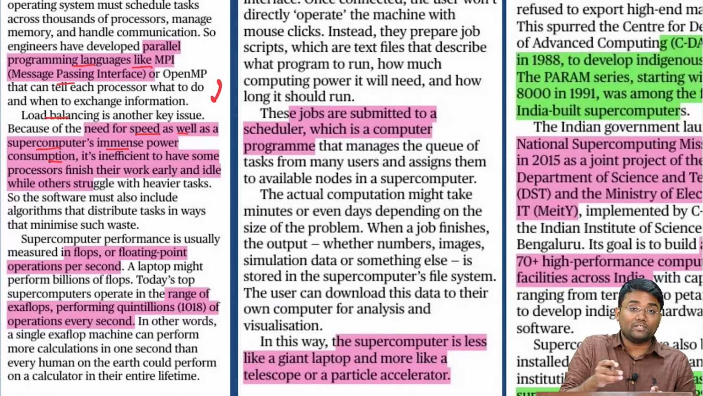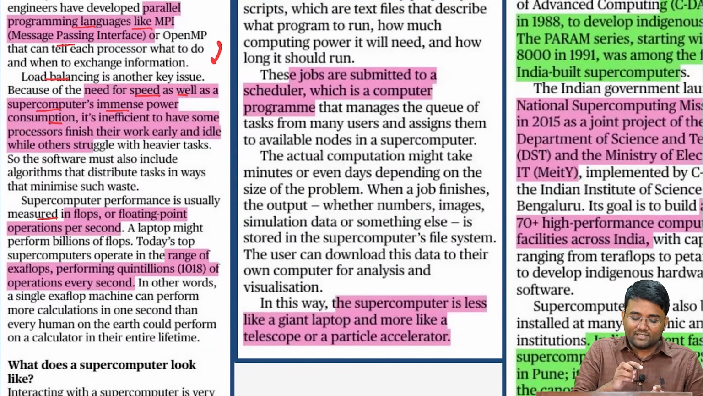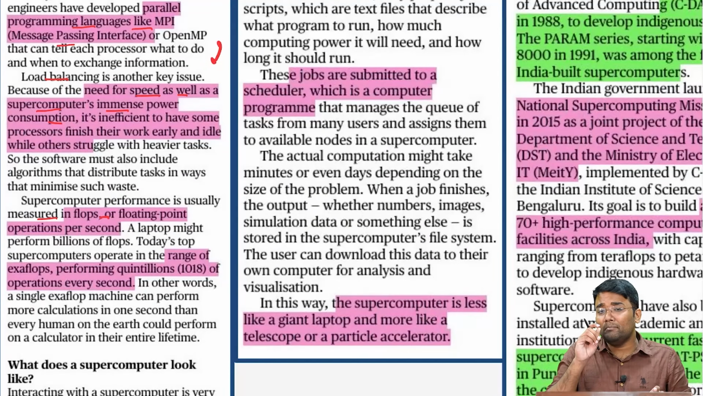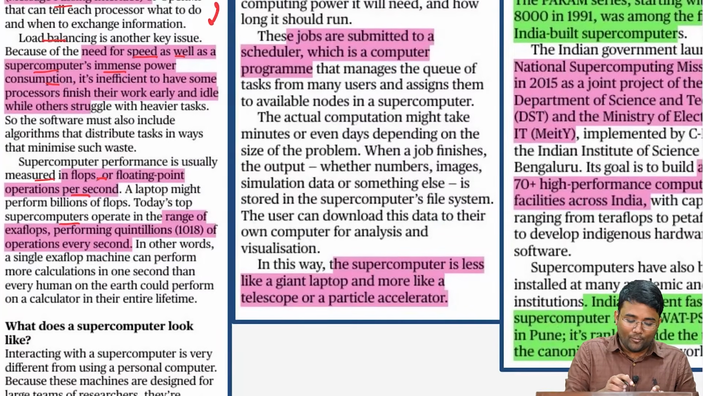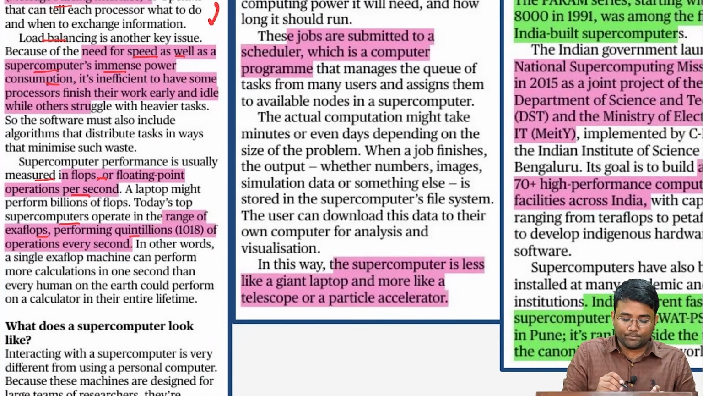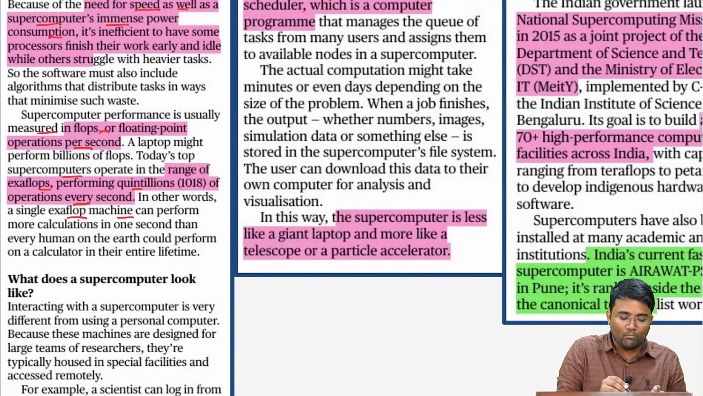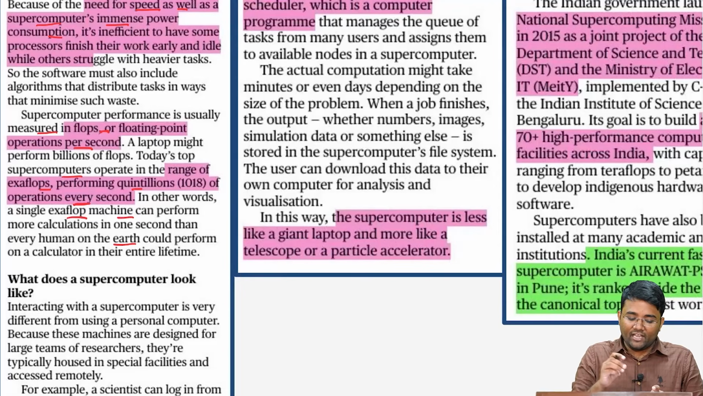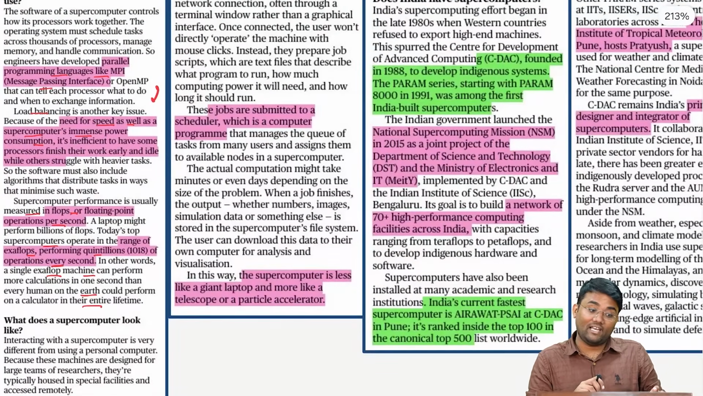Why? Because there is too much power being demanded by the supercomputer, and the performance of these computers is actually measured in flops, or floating point operations per second. Today's top supercomputers operate in the range of exaflops, that is, performing quintillions (10^18) of operations every second. In other words, a single exaflop machine can perform more calculations in 1 second than every human on earth could perform on a calculator in their entire lifetime.